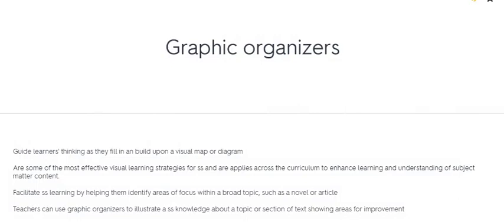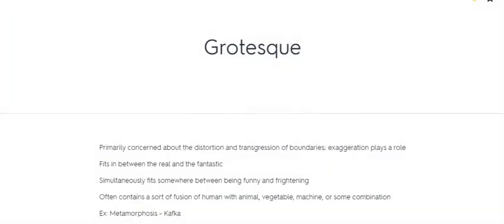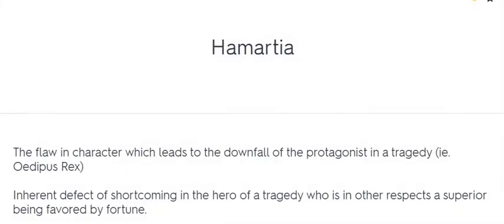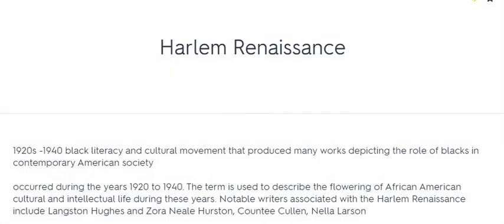Graphic organizers. Grotesque. Hamartia. The flaw in character which leads to the downfall of the protagonist in a tragedy. Inherent defect or shortcoming in the hero of a tragedy who is in other respects a superior being favored by fortune. Harlem Renaissance.